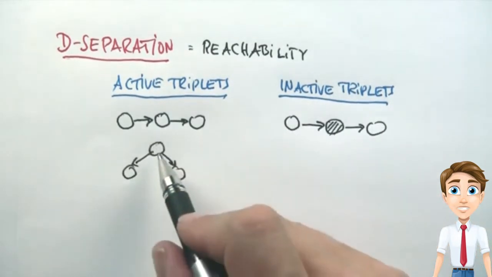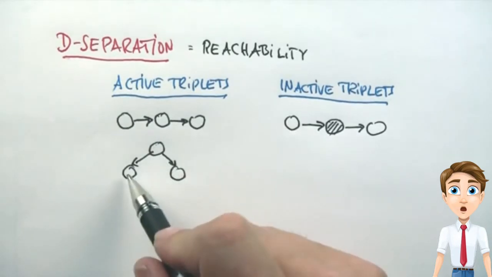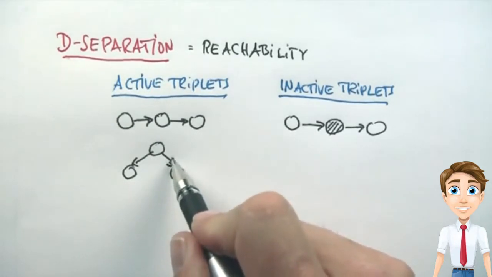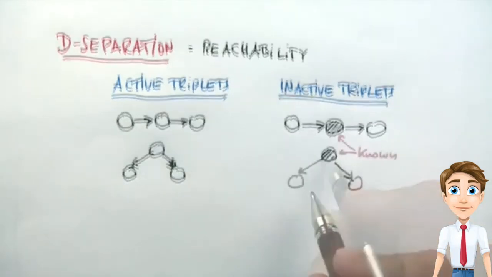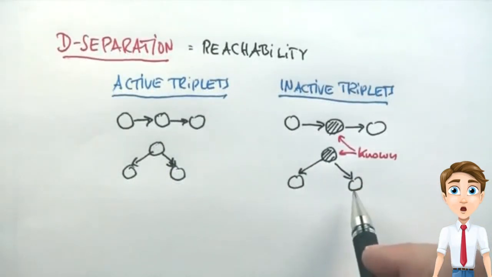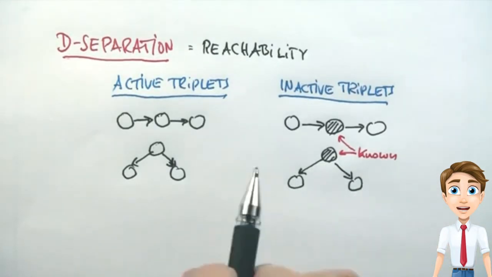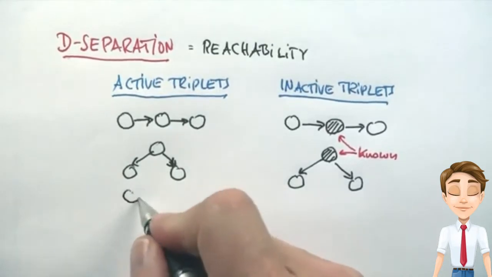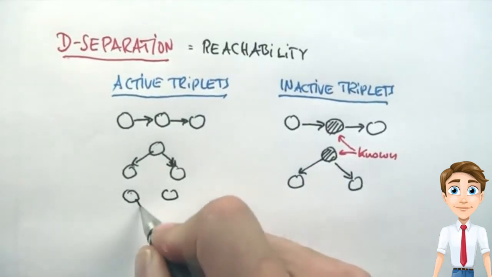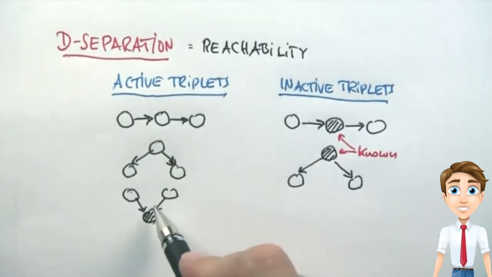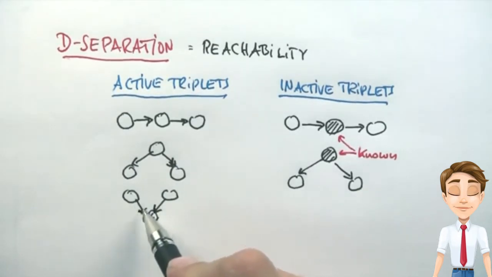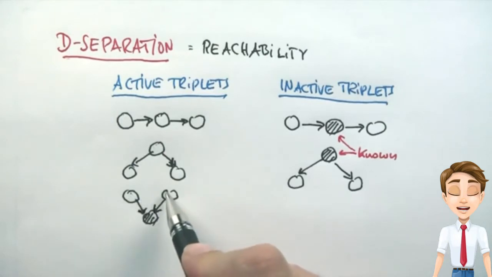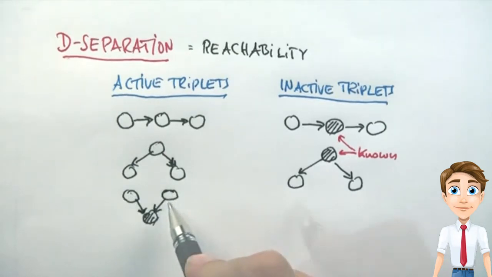Similarly, any structure like this renders the left variable and the right variable dependent unless the center variable is known, in which case the left and right variable become independent. Another active triplet now requires knowledge of a variable. This is the explain away case. If this variable is known for a Bayes network that converges into a single variable, then this variable and this variable over here become dependent.